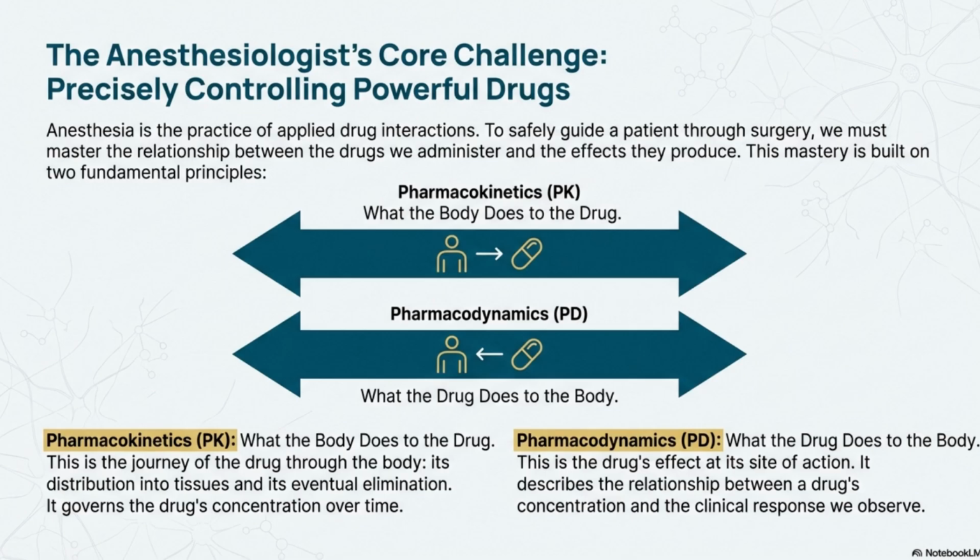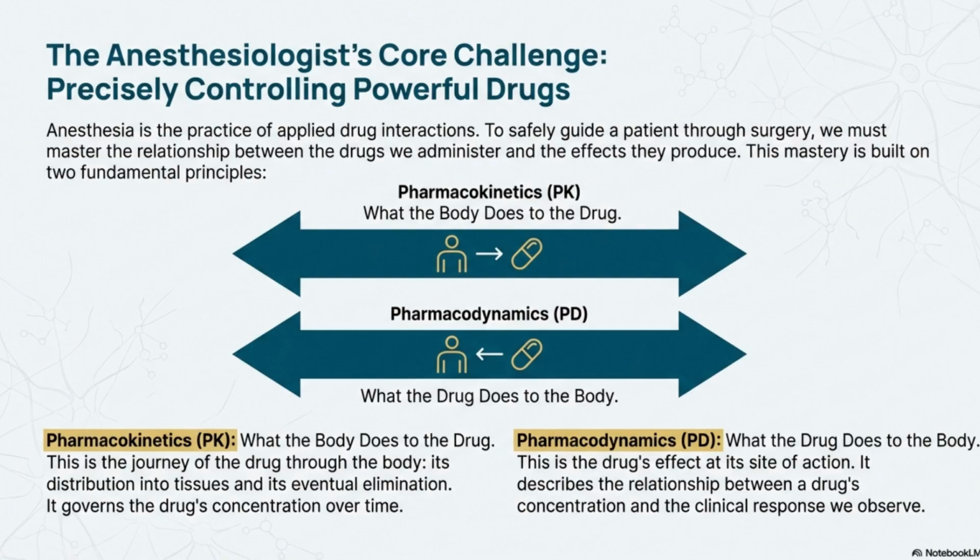So pharmacokinetics, PK, asks, what does the body do to the drug? This covers absorption, distribution, metabolism, and excretion. Right. It's all about the relationship between the dose you give and the concentration of that drug in the plasma over time.